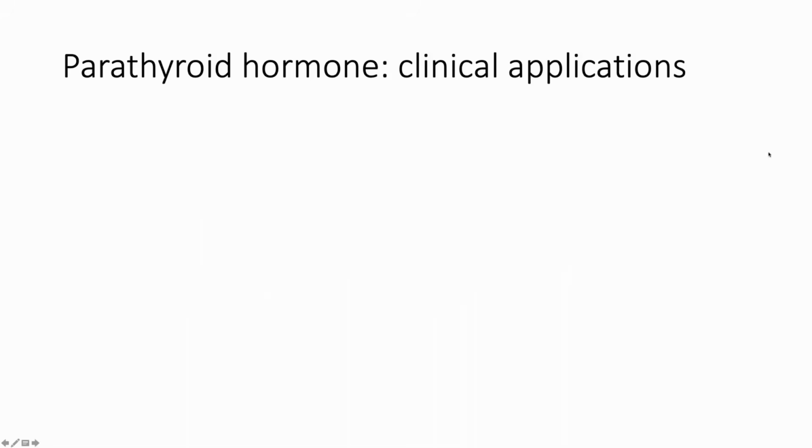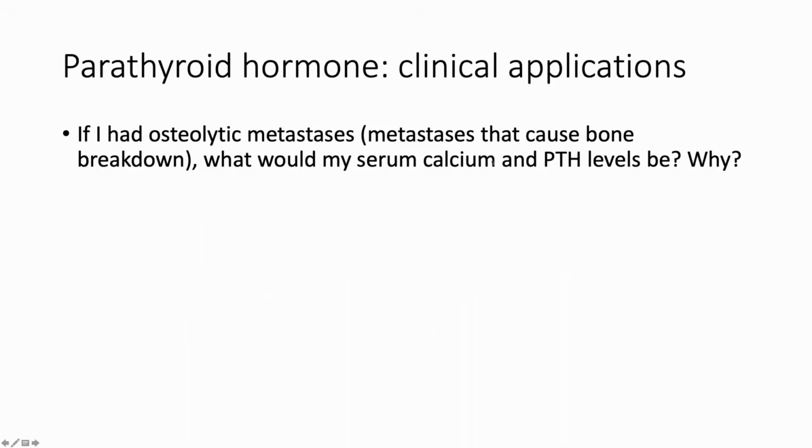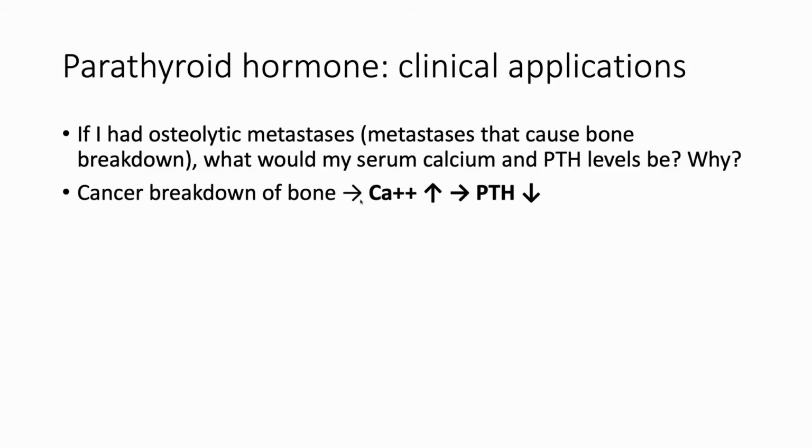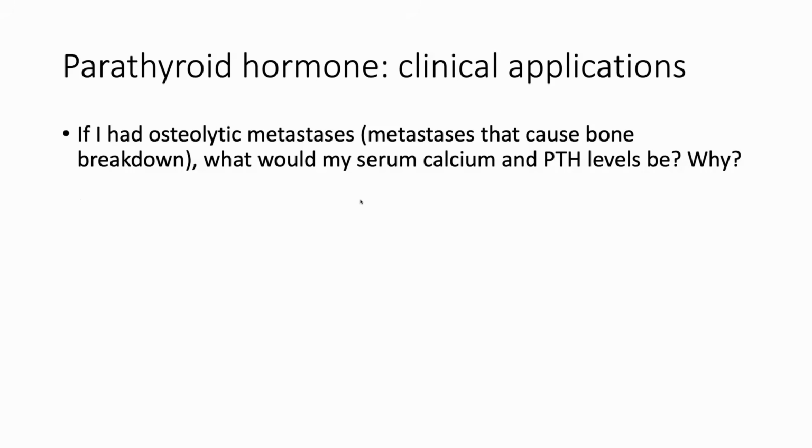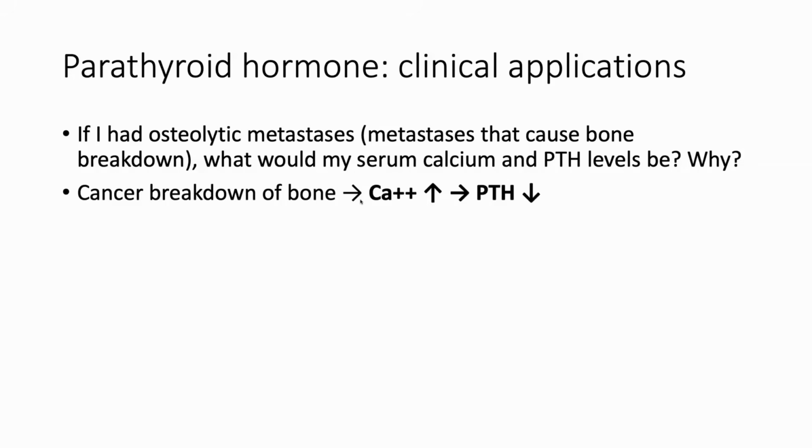Okay, so let's talk about some clinical applications. So Danielle, if I had osteolytic metastases, meaning metastases that are causing bone breakdown, what would my serum calcium and PTH levels be and why? Helene, what do you think? Calcium would be increased and PTH would be decreased. Great, okay, why? Because you have osteoclasts that are breaking down the bone. But why would PTH be low? Because of the negative feedback. Yeah, perfect.